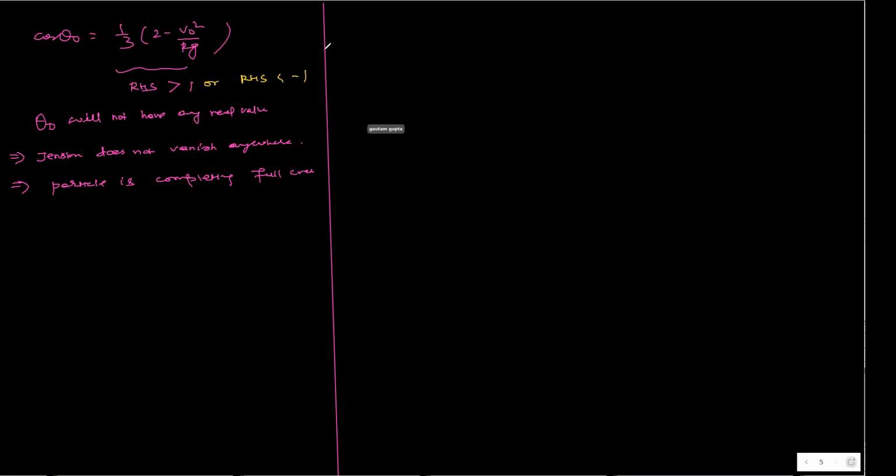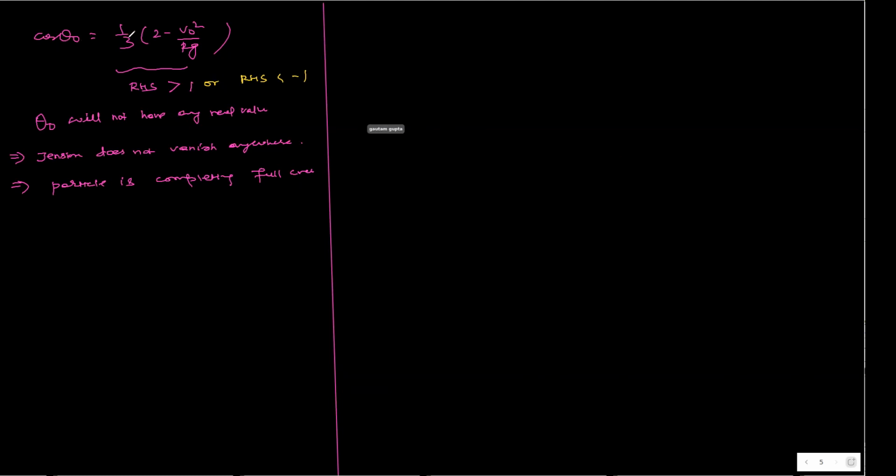That means theta will not have any real value. If theta does not have any real value, that means there is no theta where tension is vanishing. That means tension is not vanishing anywhere. That means the particle is completing the full circle. Is that clear? So from here also you can impose that condition.